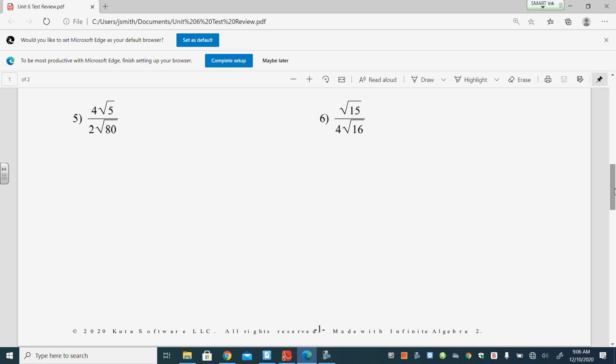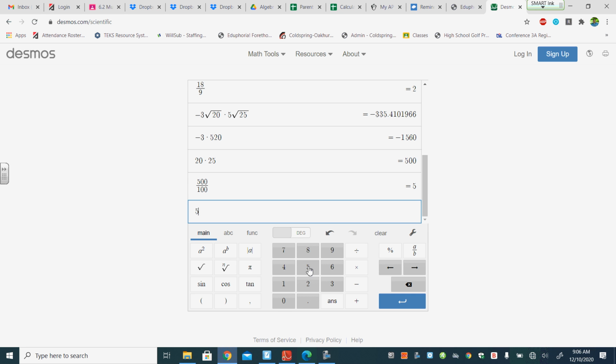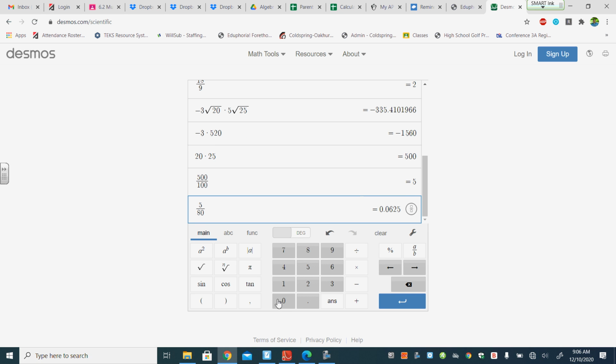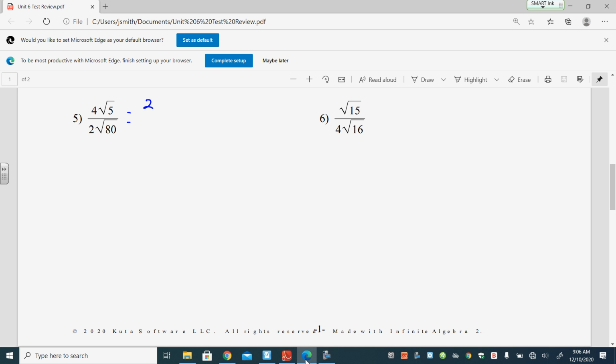All right, so let's come over here. We're just going to simply divide these two. So 4 divided by 2 is 2, and then we're going to do 5 over 80. So let's come over here. 5 divided by 80. Cool. So if you do 5 divided by 80 and hit that little fraction thing on the right side, it turns it back into a fraction. Decimals don't really do us much. So I'm going to come back over here, and I am left with 1 over 16.